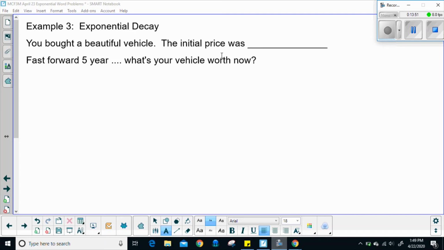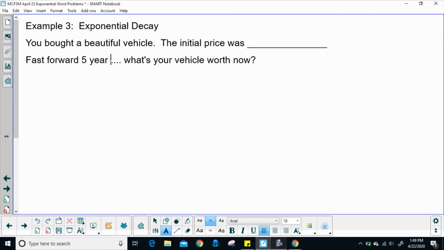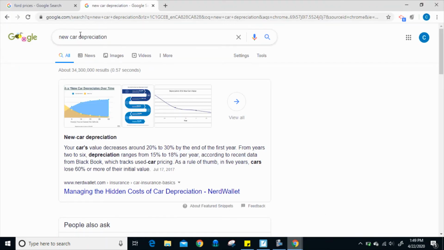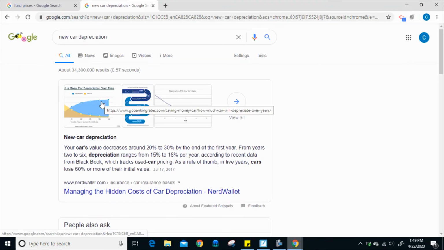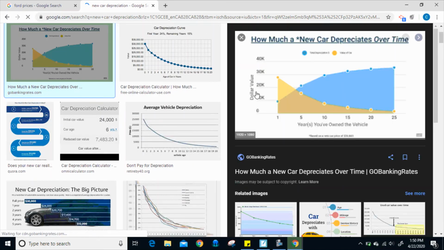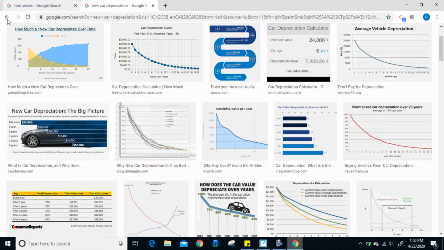So here's a great example of exponential decay that you experience every day in your new life. You've bought a beautiful vehicle, you have to pay some kind of initial price, fast forward about 5 years, and what's your vehicle going to be worth now? So internet's full of this stuff too. If I type in new car depreciation, let's see, oh, look at these beautiful looking exponential curves. Oh, that's so nice.